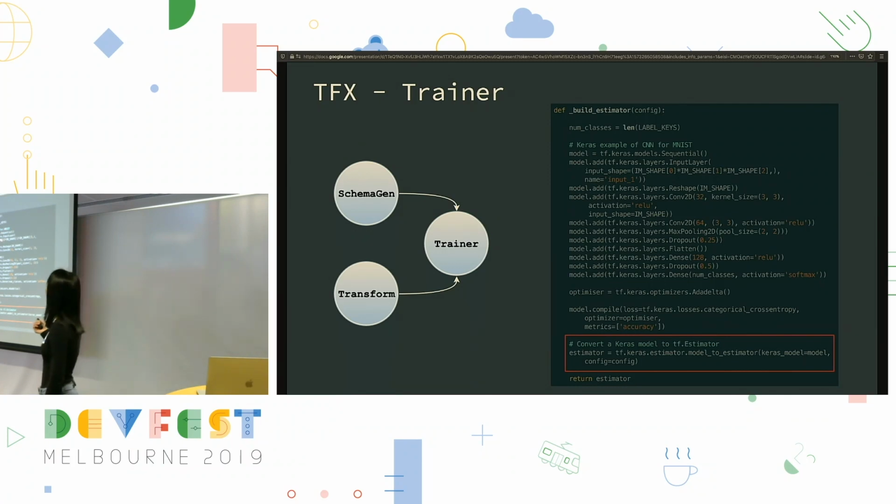Here I use a convolutional neural network for MNIST as an example. One thing to note is that it's better to use the TensorFlow Keras library instead of the Keras library directly. Otherwise, the conversion may not work as well, at least in my experience.